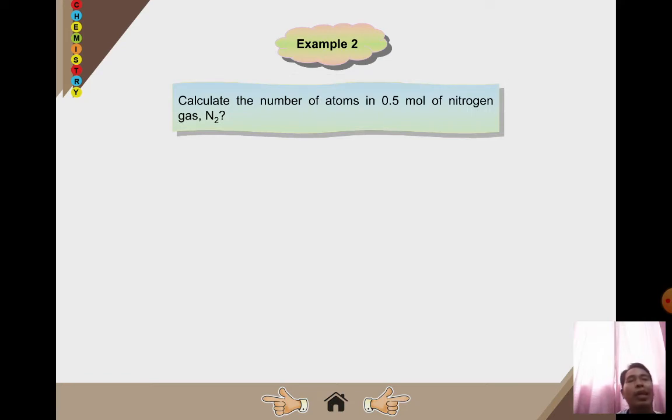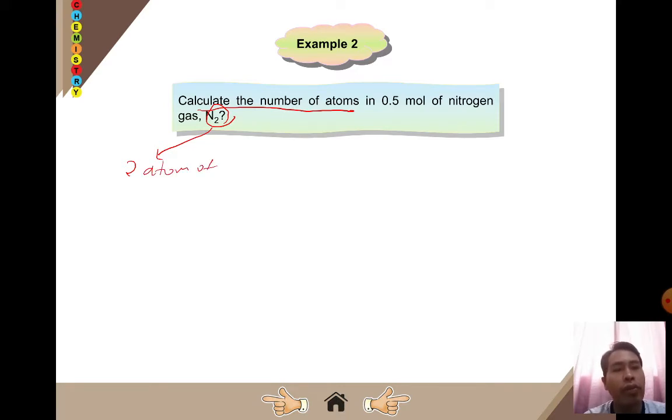Okay, example 2. Calculate the number of atoms. Okay, nampak di sini calculate the number of atoms. The number of particles yang dia nak di situ adalah the number of atoms. So, you have to look at the molecules. How many atoms in that molecules? So, nitrogen gas N2. Jadi, dia ada 2 atoms of nitrogen. Okay, so you kena darab dengan 2.